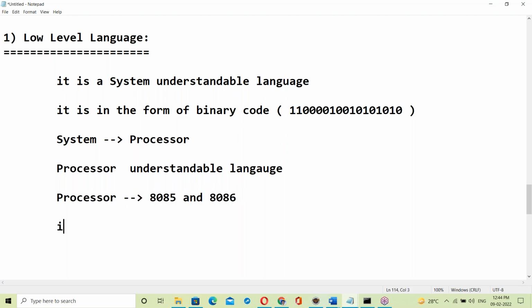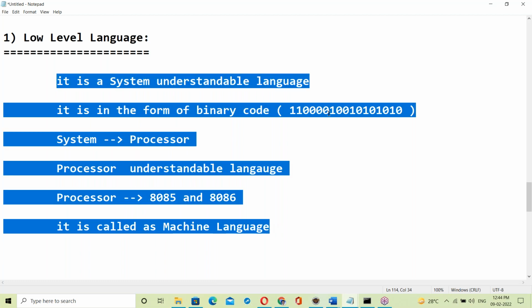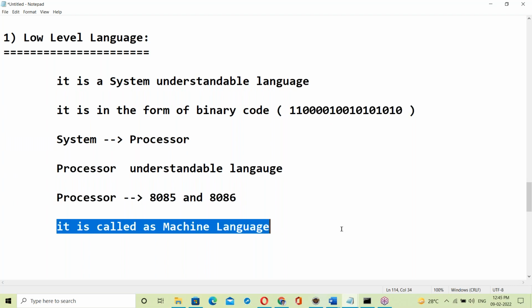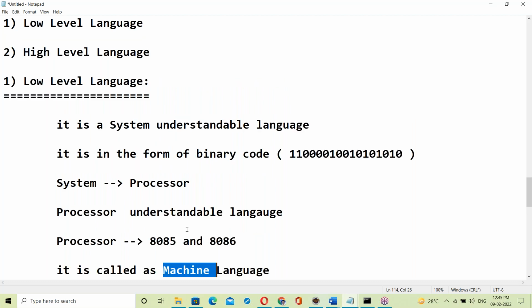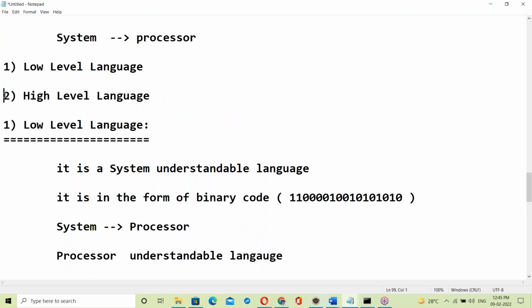This language is called machine language. This is about low level language. Binary code, the system understandable language, is called machine language. Machine means computer. That's all about low level language.